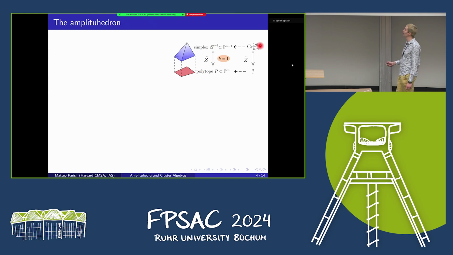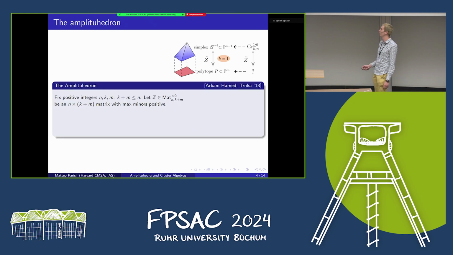So the question now is, instead of considering a linear projection from a simplex, we would like to consider a linear projection from the positive Grassmannian. The reason is that when you fix k equals 1, the positive Grassmannian is combinatorially like a simplex. So you can see the positive Grassmannian as a Grassmannian generalization of a simplex in this sense, and we want to understand what's down here. This was the mathematical motivation for defining the amplituhedron.